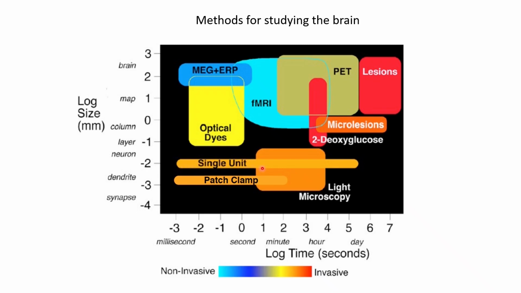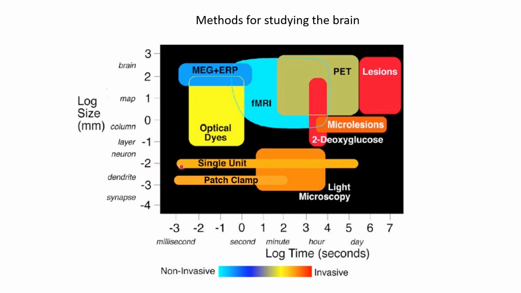So such inferred neurons can be called single units. With this technique also, the temporal resolution is quite good. We can get signals at the level of milliseconds or even better. And the spatial resolution is up to individual neurons.